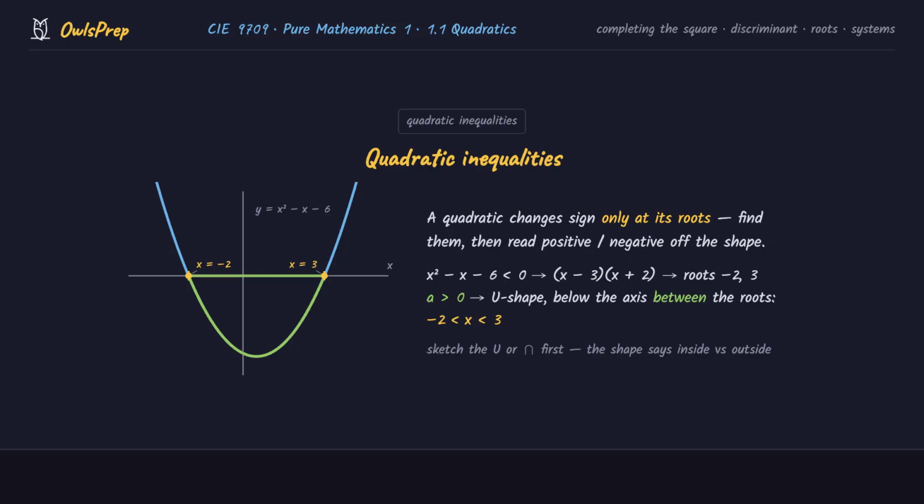Always sketch the U, or the upside down U if it opens downward, first. The shape, not a memorized rule, tells you whether you want the region between the roots or outside them.